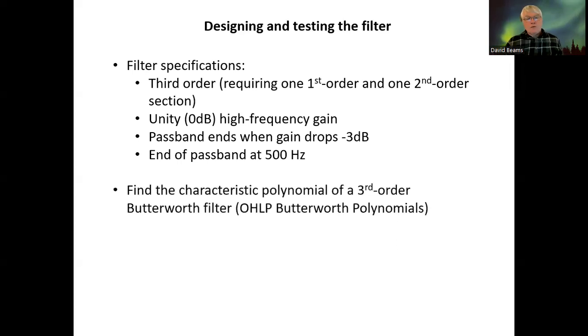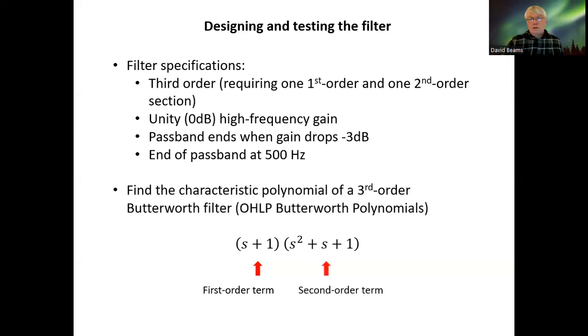First step is we find the characteristic polynomial of a third order Butterworth filter from the resource of the Butterworth polynomial tutorial. Rather than make you look it up, I've reproduced it here. This is the characteristic polynomial for a third order Butterworth filter. It consists of a first order term, which, as you might imagine, is linked to a first order filter section, and the second order term linked to the second order filter section.